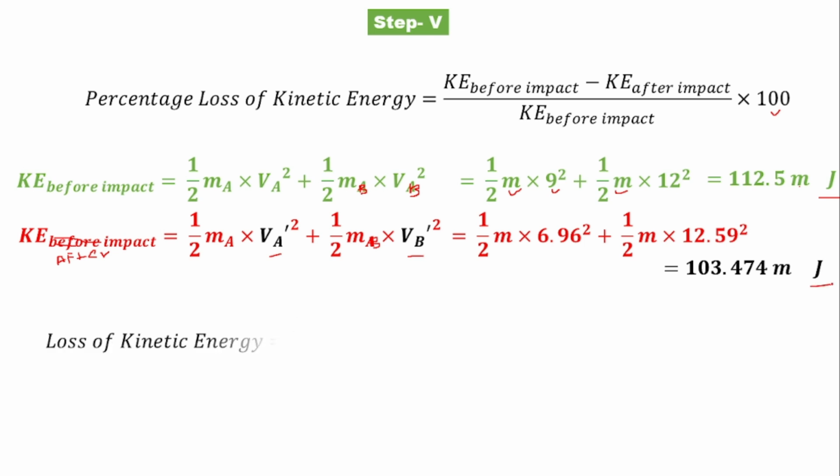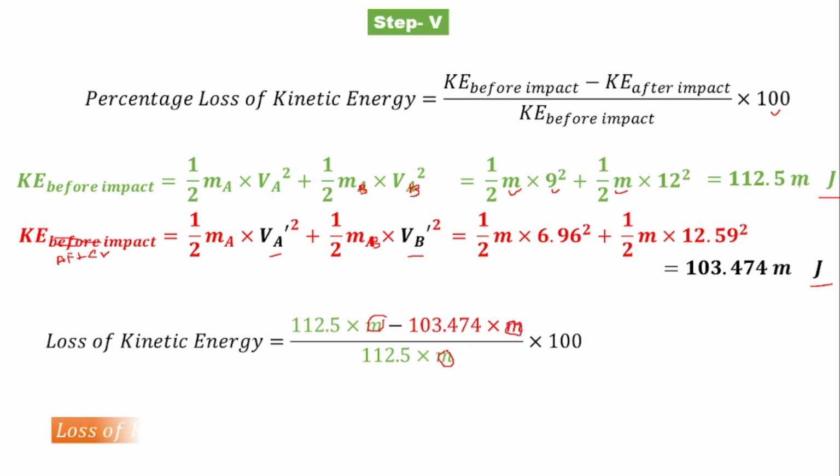Okay, now I'll put in the above equation 112.5 into mass minus 103.47 into mass divided by 112.5 into mass. Now this m is common in the numerator and denominator. You can cancel it out and solve the equation. So the loss of kinetic energy is equal to 8.023 percent.